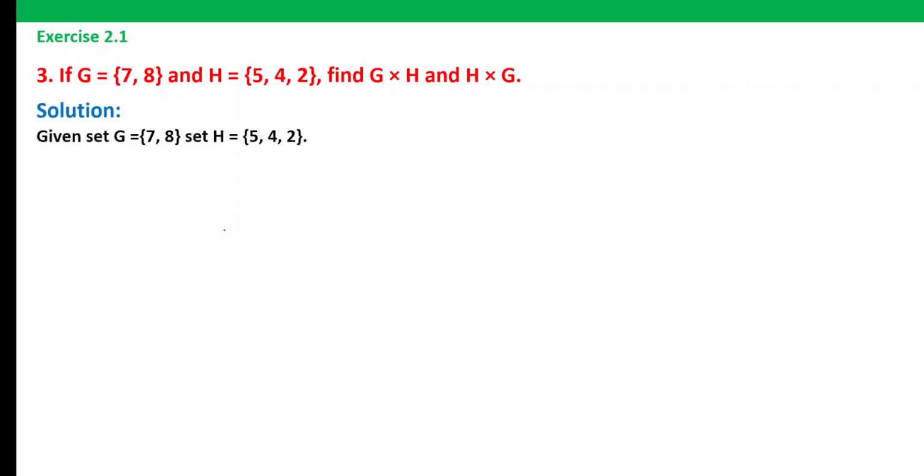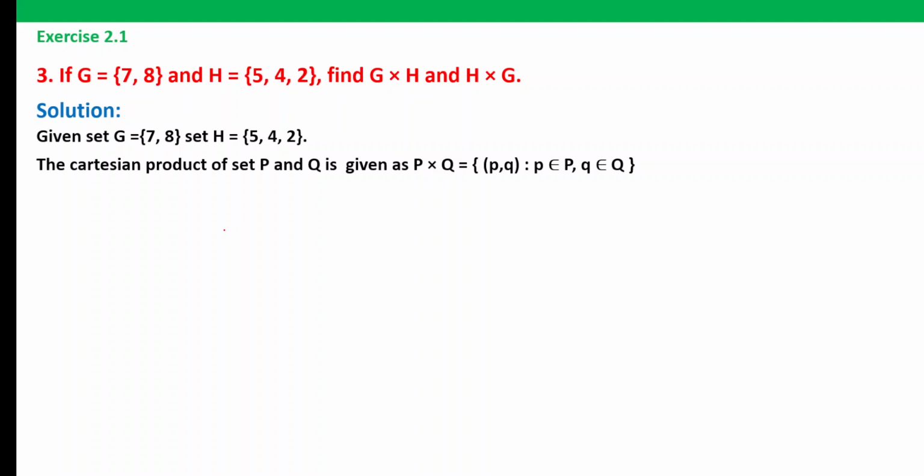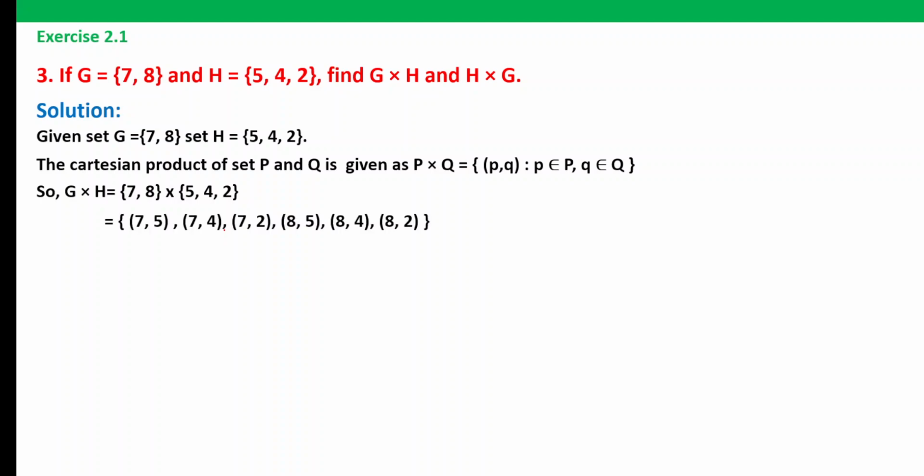Solution. Given set G and set H, the Cartesian product of sets P and Q is given as P × Q, such that (p, q), where p belongs to set P and q belongs to set Q. Therefore, G × H can be written as {7, 8} × {5, 4, 2}. Now, (7, 5), (7, 4), (7, 2), (8, 5), (8, 4), (8, 2) is the Cartesian product of G and H.